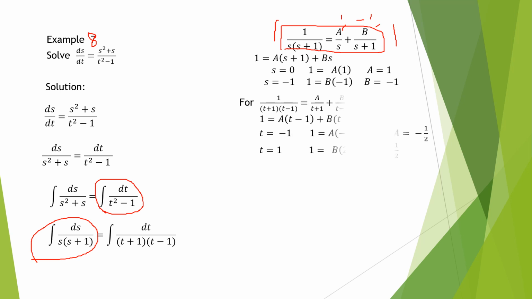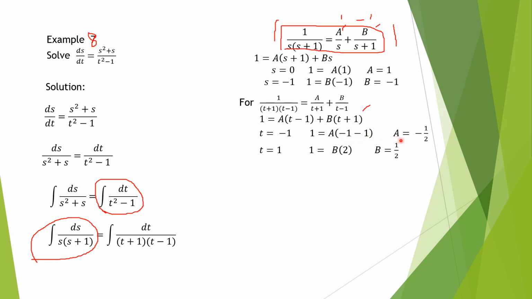For 1 over t plus 1 times t minus 1 equals A over t plus 1 plus B over t minus 1, that is again a constant in the numerator. So again, multiply both sides by t plus 1 times t minus 1. This gives you 1 is equal to A times t minus 1 plus B times t plus 1. Again, this is an identity. In order for you to get A, substitute t equals negative 1 to make the B term 0. Therefore, 1 is A times negative 1 times negative 1.